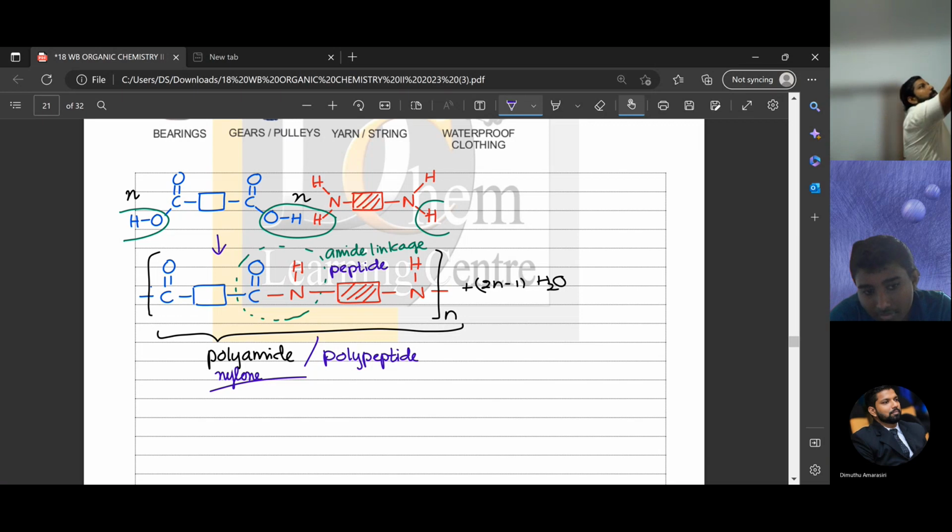So you can copy this quickly. They come as amide and peptide, same word. Sir, what are bearings? So is it reversible or irreversible? Reversible. These reactions are reversible.